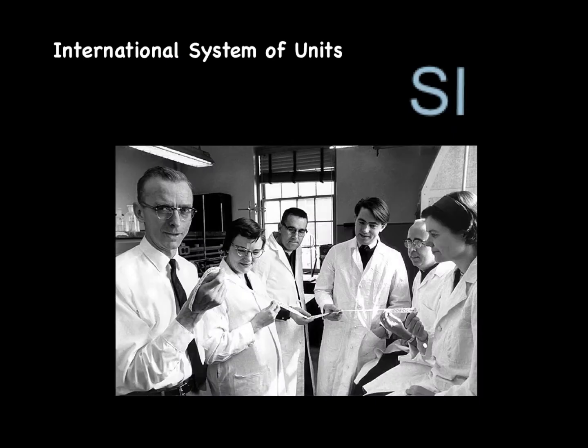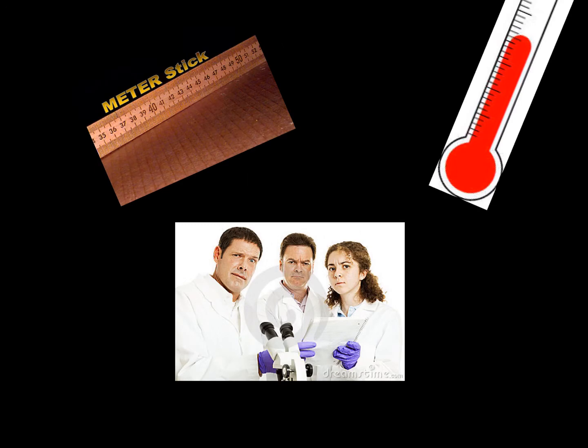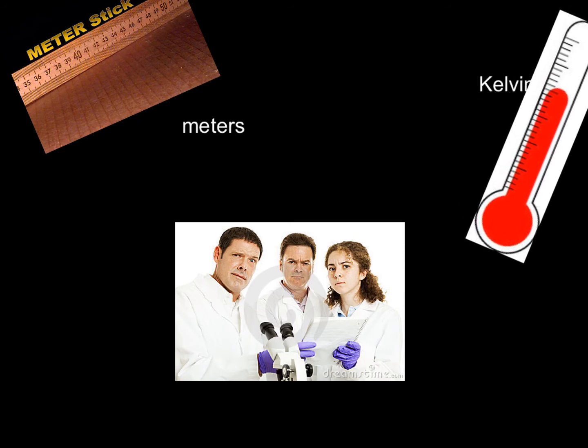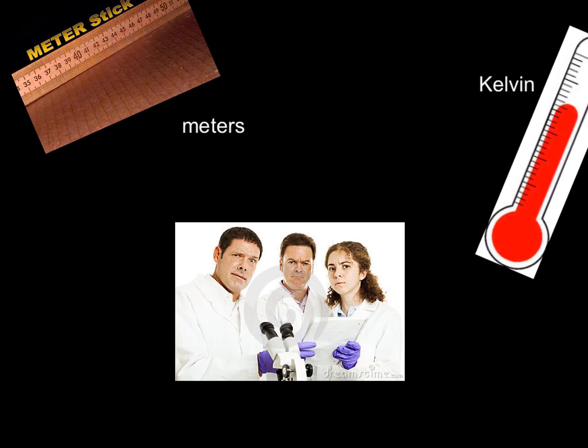And so the scientific community adopted the International System of Units, or SI. So now we all agree that if we're measuring length, we'll report those units as meters. And if we're measuring temperature, we'd report those units as Kelvin. And now everybody knows what's going on.